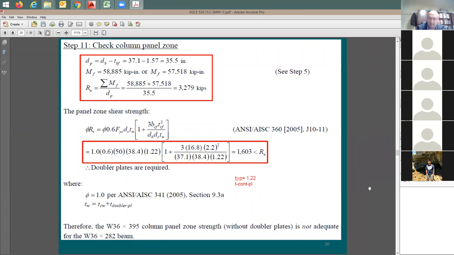This makes sense? And this is going to be my variable, something that I'm going to put here by hand. So I'm going to say maybe a couple of hatches here. T web, what is T web here? Is anyone following me? T web is what? It's going to be the value that I use in this equation. It's going to be equal to T web of the column plus T of the continuity plate.